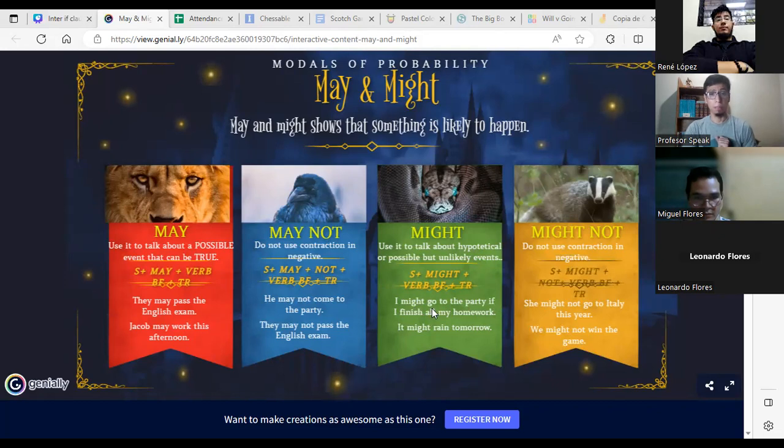We have some examples. I might go to the party if I finish all my homework. I might go to the party. That is a possibility. That is something that is possible but unlikely because I have a lot of homework. So maybe I will not finish. It might rain tomorrow. It might, 30%.